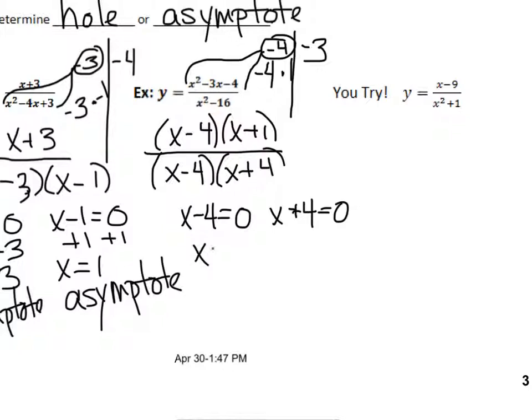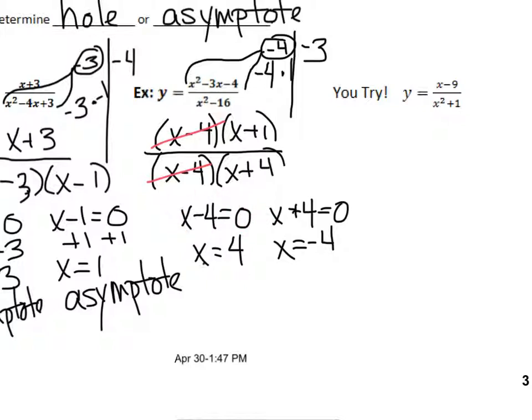So x equals 4 or x equals -4. Now I determine if these are holes, asymptotes, or one of each. And remember, to determine that, we look back at the fraction and I look for anything that would cancel, which means it's the same on top and on bottom. Well, that's the x minus 4's. So the x minus 4 is a hole because it cancels.